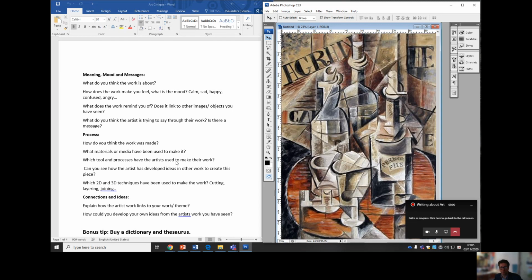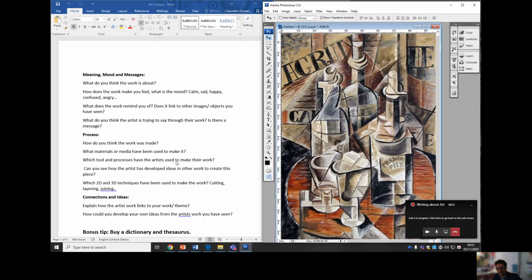Meaning, mood, and message. What do you think the work is about? Is it just a representation of still life, or is he trying to say more? How does it make you feel? Does the painting have a calm mood, or is it a sad mood, happy? Does it make you angry or confused? What does the work remind you of? When you look at it, does it remind you of an advert maybe? Tell me a bit about how you relate to it.